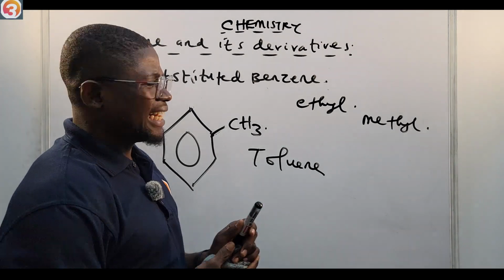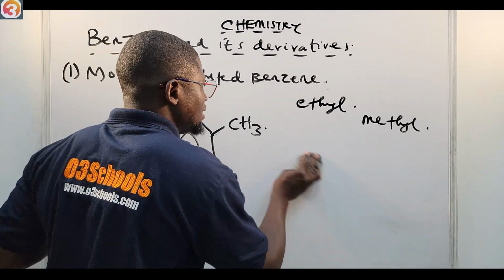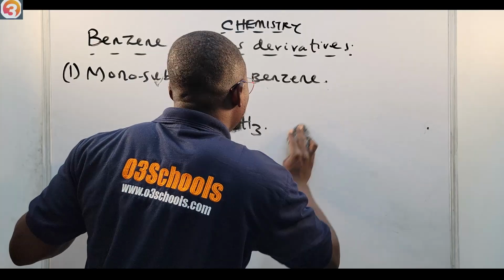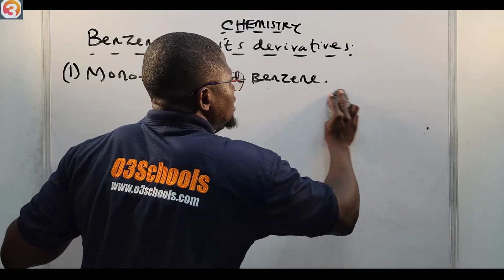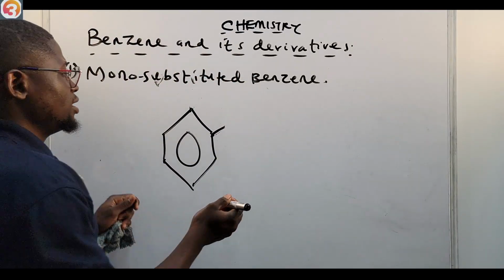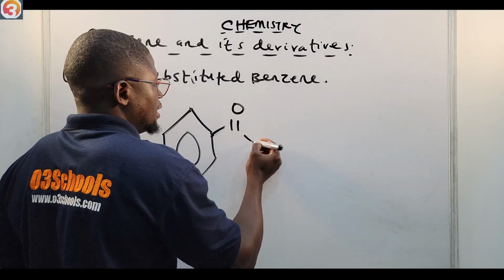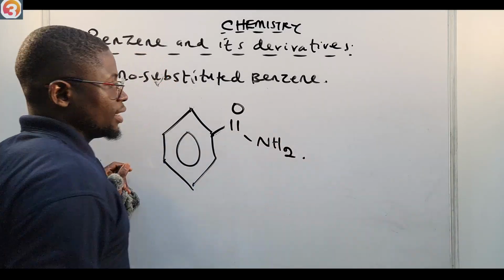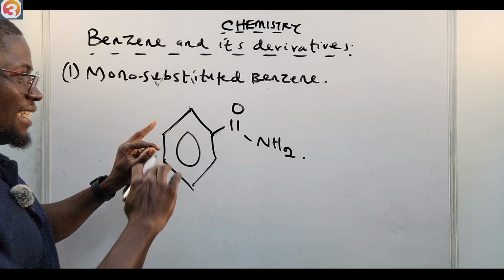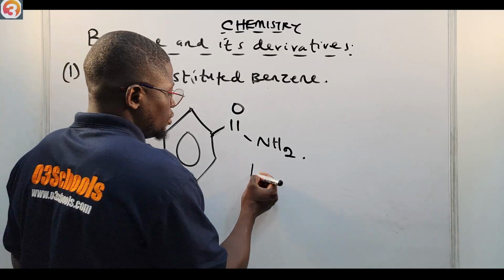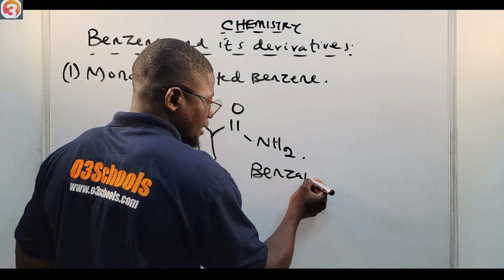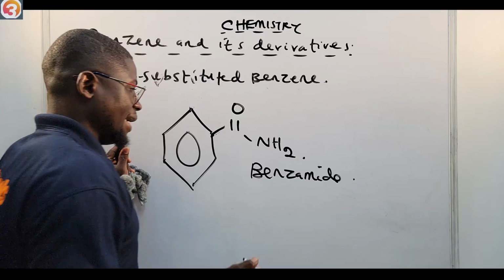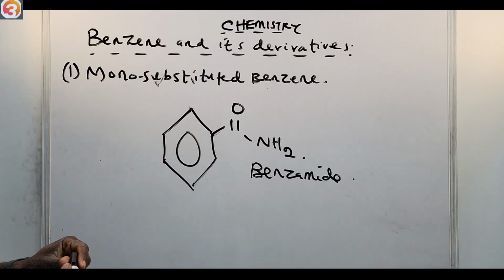So what if it is an amide functional group? If an amide functional group is attaching itself to a benzene ring, like this, you have C=O, then you have NH2. What do we call that? We call that a benzamide. Benzamide. Simple as ABC.